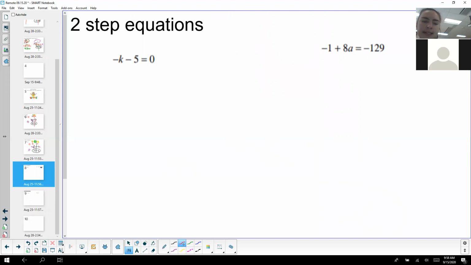Look at this one. So it says negative k minus 5 equals 0. So it looks like a one-step equation, but it is a little tricky. So I'm going to give you a minute. Just try and start getting started on that one, and then we'll go over it together, and then ask me if you have any questions.